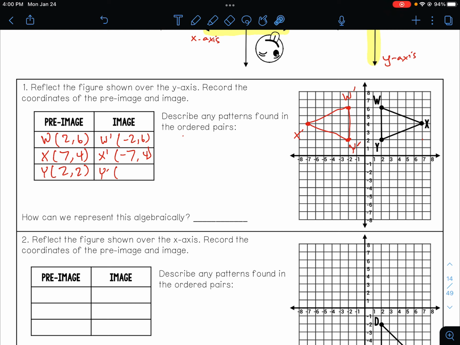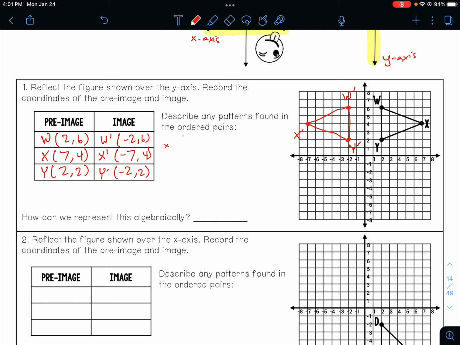And y is at -2, 2. If I look at the ordered pairs, describe any patterns found in the ordered pairs. So what patterns do you see? Let's look at the x. The x goes from 2 to -2, 7 to -7, 7 to -7, 2 to -2. What happened? They're almost the same, except the x, like 2, then negative 2; 7, negative 7; 2, negative 2. Whereas the y's stay the same: 6, 6, 4, 4, 2, 2.